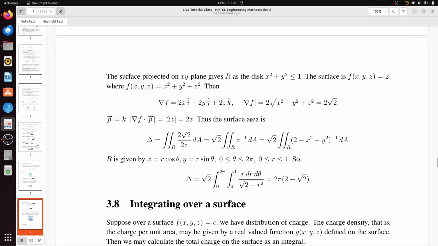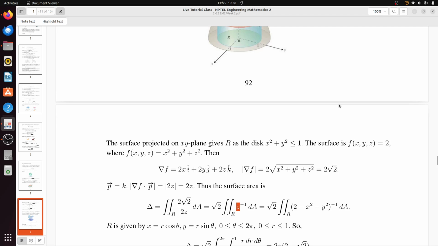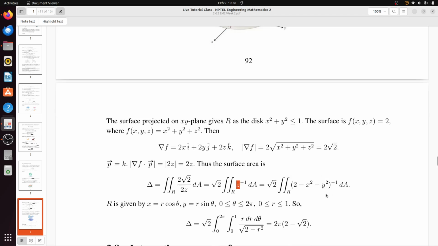So thus the surface area is the integral of 2 square root 2 divided by 2z dA, and this is square root 2 times z inverse dA. According to the formula, this z is nothing but 2 minus x square minus y square. Because how can you say how this z becomes that? There is a typo, that will be minus 2. Okay, 2 minus x square minus y square to the power minus 2.